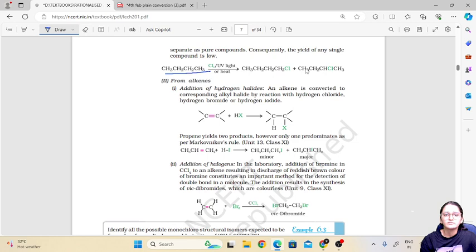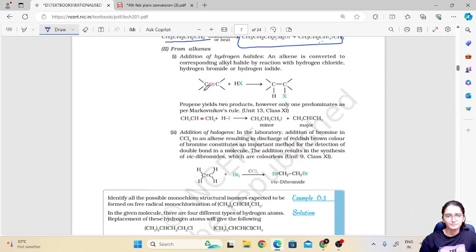Butane when treated with chlorine and UV light or heat, gives us a mixture of two products. One product has chlorine attached to the first carbon, and the second has chlorine attached to the second carbon. So we get a mixture of these two products when we treat in the UV light.